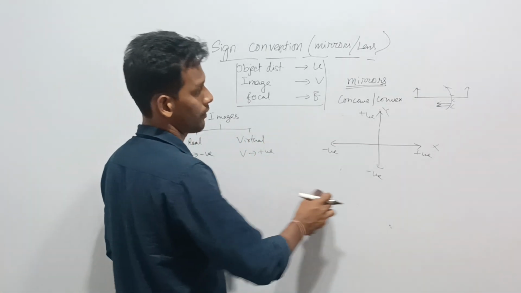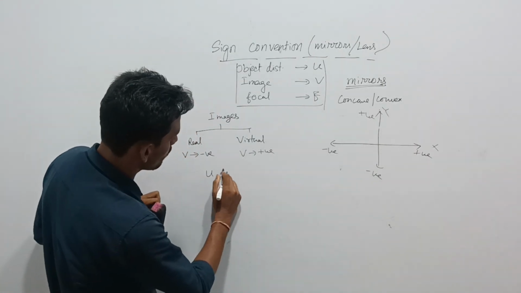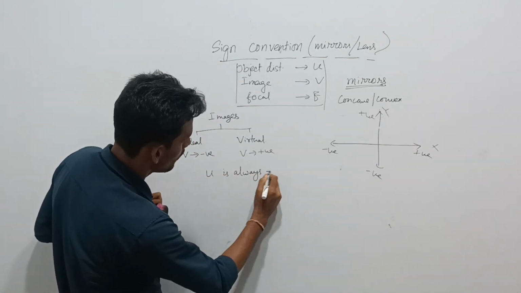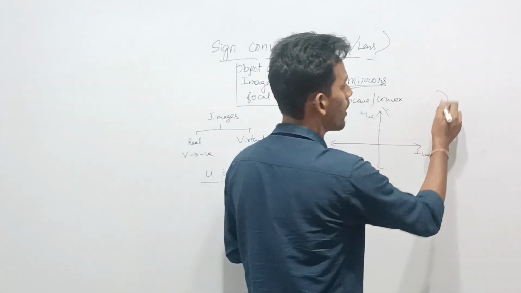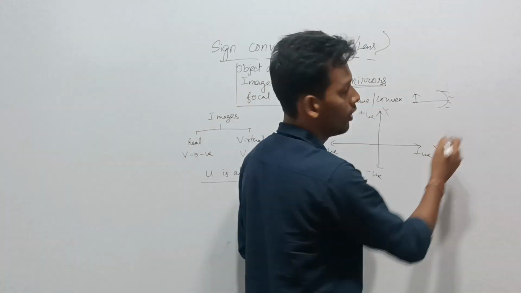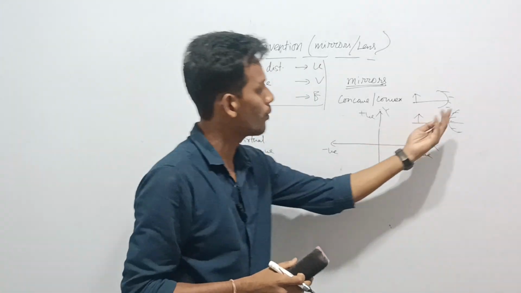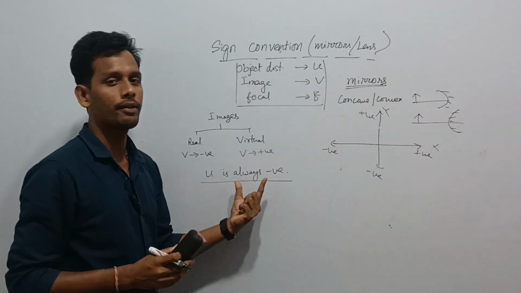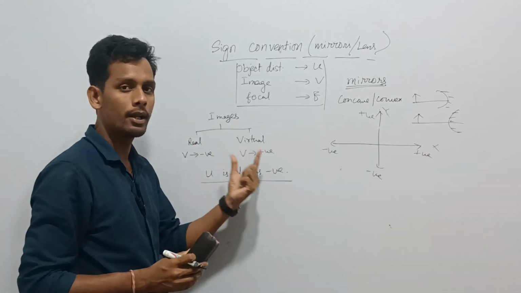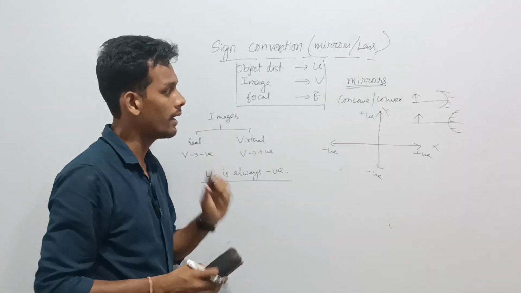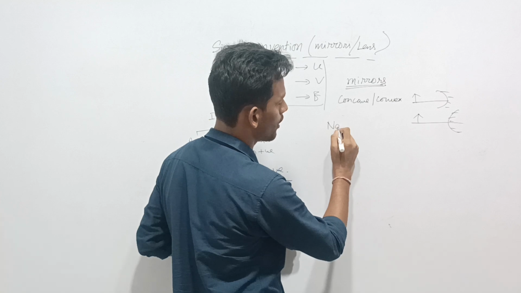Now, what about the object distance, u? u is always negative. Why is u negative? Because the object is always placed towards the left of the mirror, and in the case of a convex mirror also towards this side. That's why it is always negative. Now v sometimes can be negative, sometimes positive. It depends on the nature of the image. Clear? Then you should know the nature of mirrors.